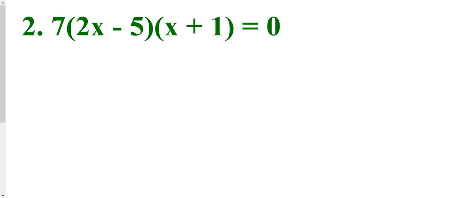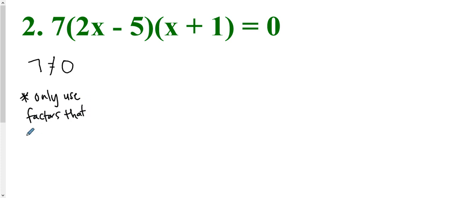Let's go ahead and look at number 2. So on number 2, I have 3 factors. I have 7, 2x minus 5, and x plus 1. Now, if I start with my first factor of 7 and I set it equal to 0, this doesn't make sense, right? 7 does not equal 0. I can't solve. So a note you may want to jot down is we only use factors that have an x or a variable. That could be any variable. So we only use factors that have an x. This one doesn't have an x with it, so I don't care about this piece.